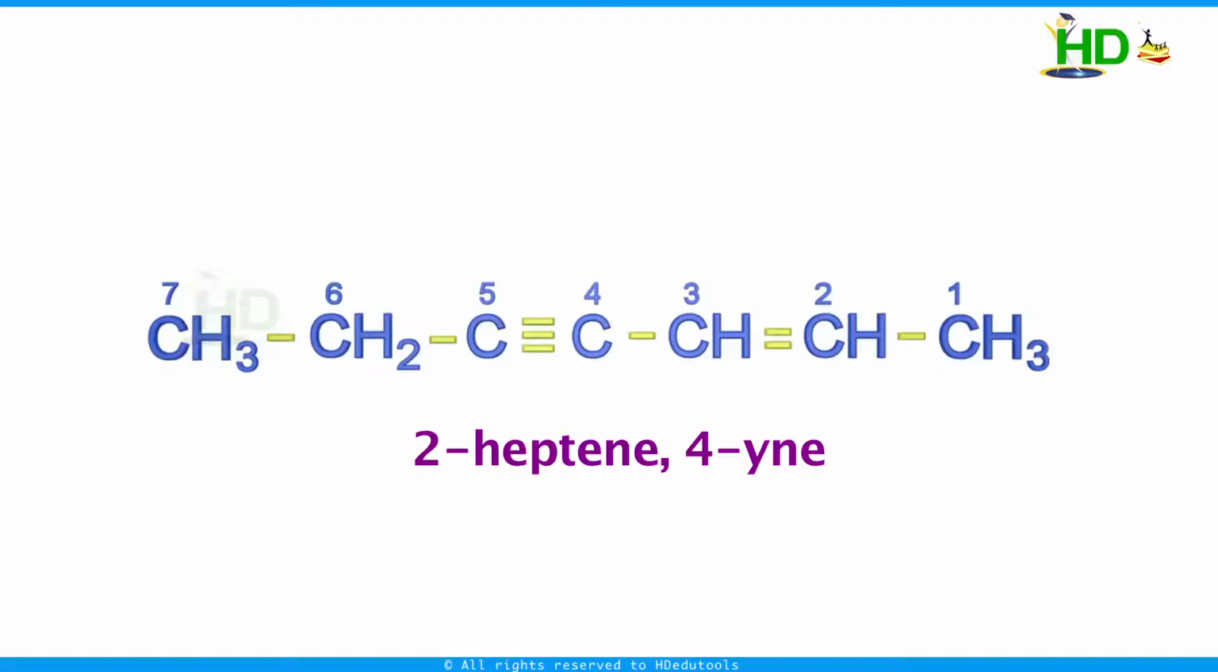In this case, at the second position, a double bond. At the fourth position, a triple bond is there. Therefore, we have to include these two suffixes. Therefore, this compound is 2-heptene 4-yne.